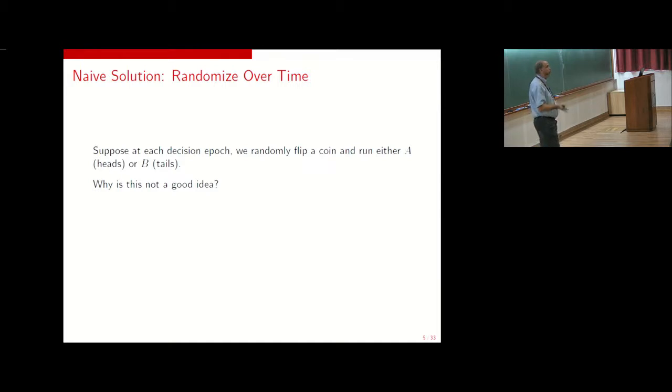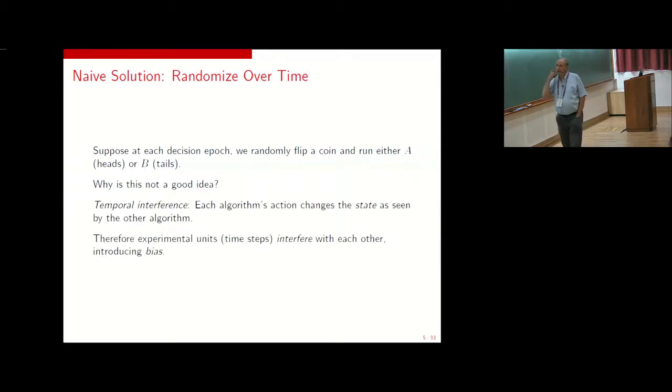So this is what's called temporal interference, this idea of having to switch back and forth between one mode of experimentation, an A mode, back to a B mode, is not something where you have unbiased randomized samples available. Rather, you have some correlation effects that are induced by switching from one mode to the next. Okay, that's the issue of temporal interference. Each algorithm's action changes the state as seen by the other algorithm, and that induces bias.